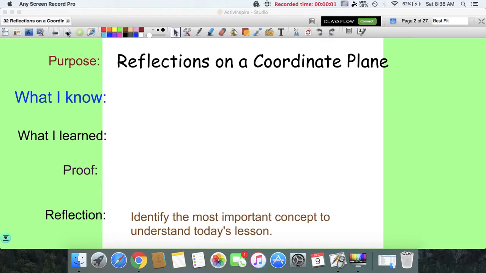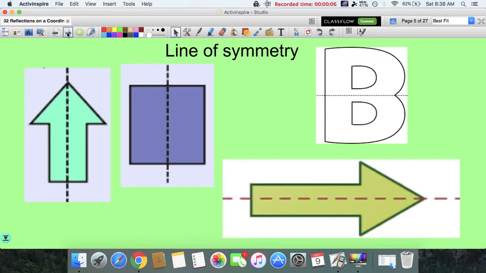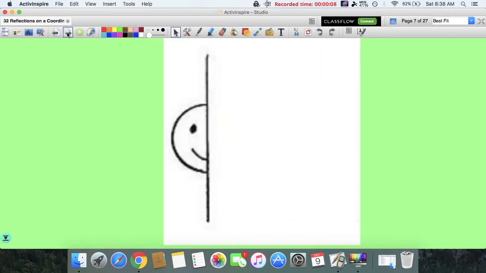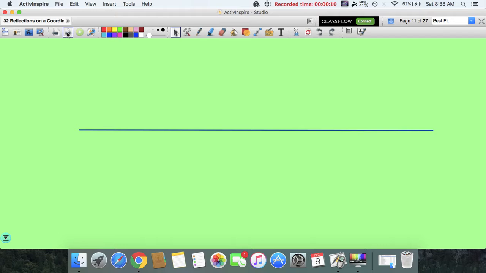Coordinate plane lesson, in case you missed it and you were absent. So I'm going to get right to it because a lot of this stuff was at the beginning of the class, but I think it's easier if I just show you.